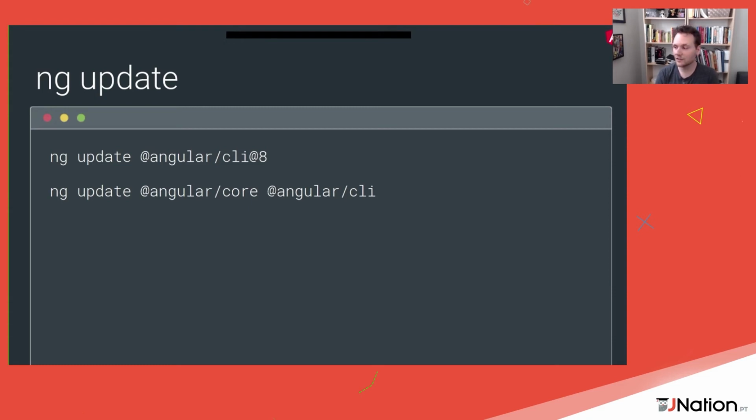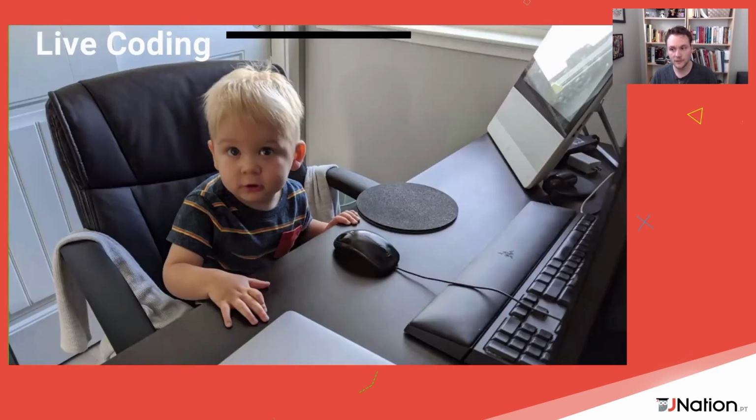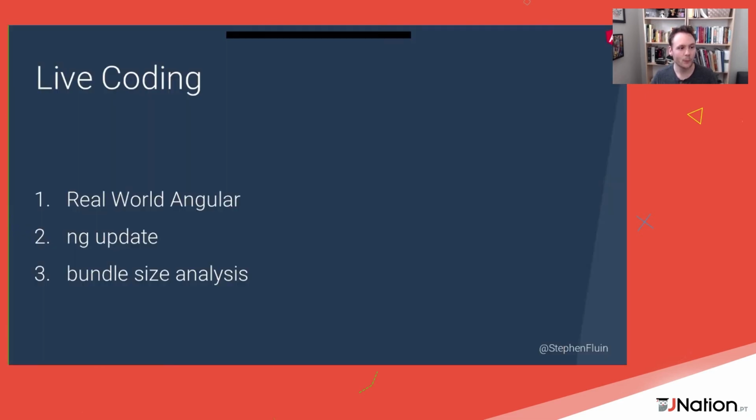And we can actually take a look at this, and we'll give this a try on a real world application. So we're going to do some more dangerous live coding. So this is unfortunately dependent on the internet. So we're going to see how well this goes. But what we're going to do is we're going to take an existing application out there. We're going to run ng update, and we're going to do a little bit of bundle size analysis to really see what's going on here.